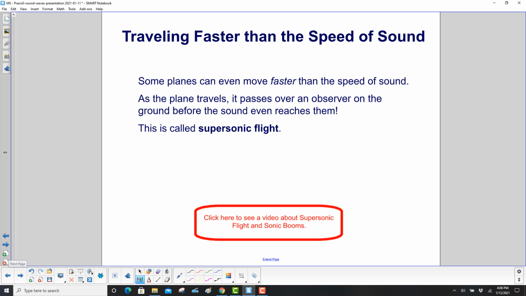Some planes can move even faster than the speed of sound. As the plane travels, it passes over an observer on the ground before the sound even reaches them. This is called supersonic flight.